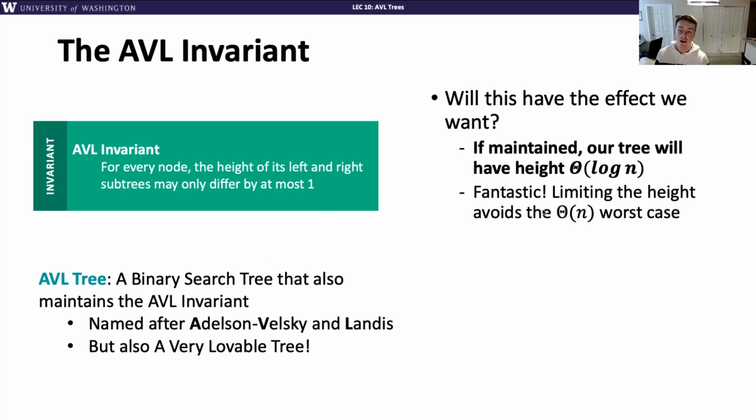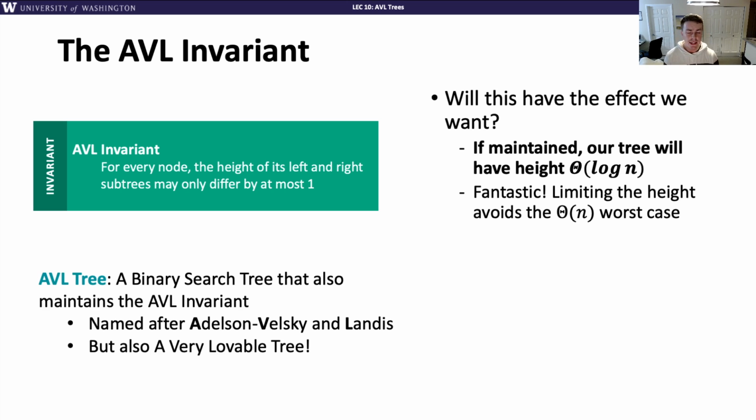So the AVL invariant lets us talk about these things called AVL trees. An AVL tree is a binary search tree that also maintains this AVL invariant. It's named after some computer scientists, Adelson-Velsky and Landis. I can always remember this as a very lovable tree, AVL, a very lovable.